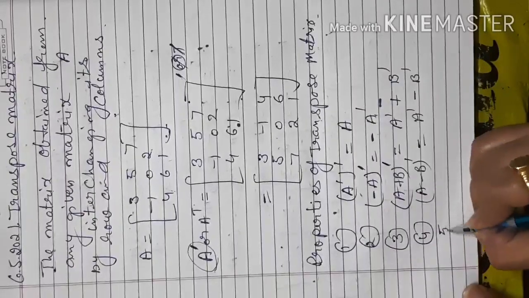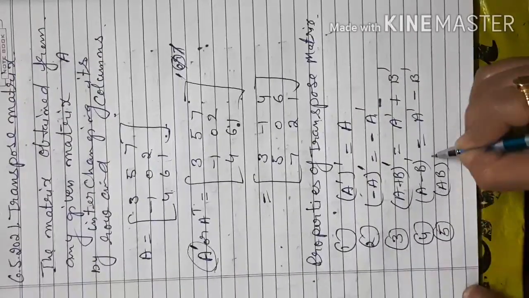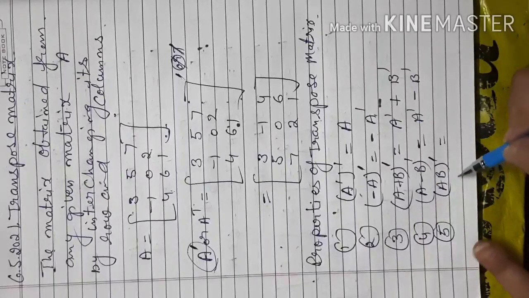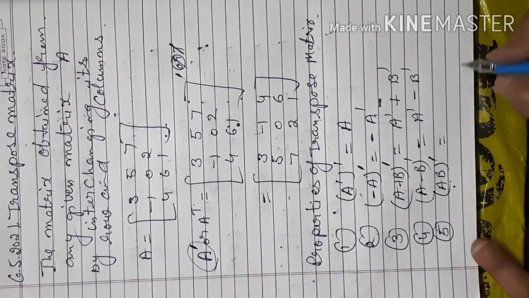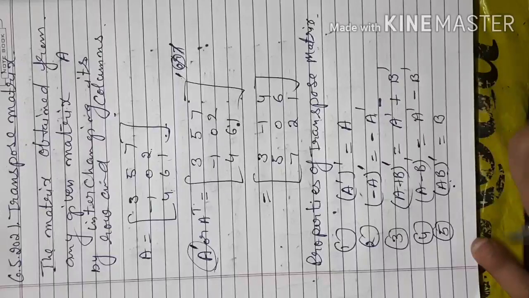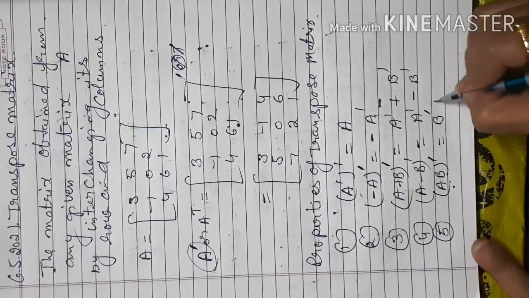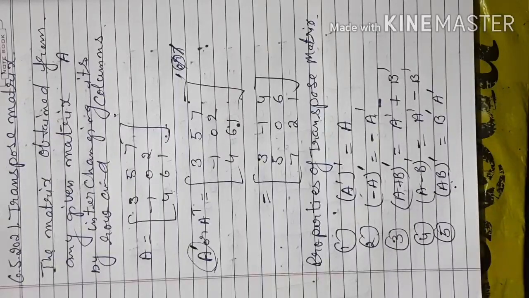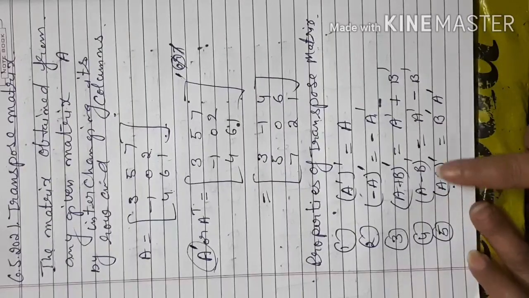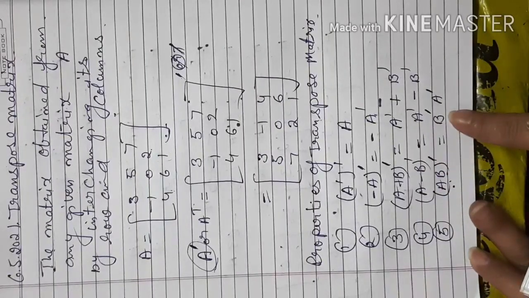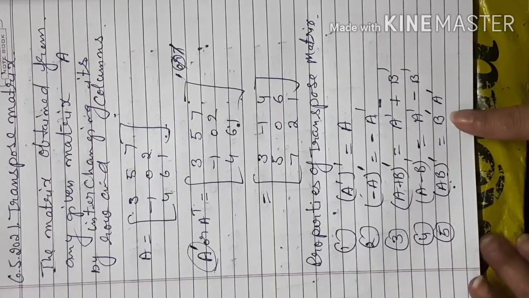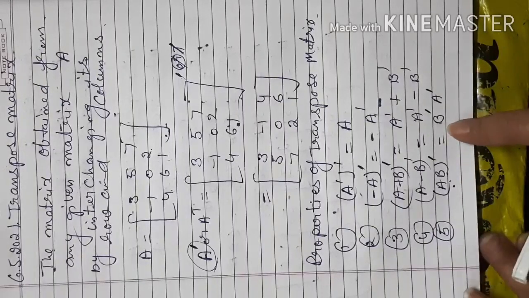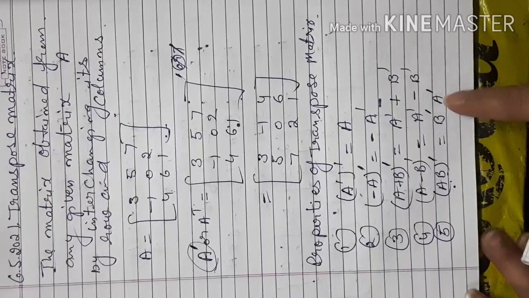But if you multiply any two matrices and then transpose, that is not the same as A transpose times B transpose. It will be the opposite. Whatever the second matrix is comes in the first position, and the first matrix comes in the second position. After transposing, you have to multiply. Multiplying two matrices and then transposing is exactly equal to transposing each matrix before multiplying, with the second matrix in the first position and the first matrix in the second position.